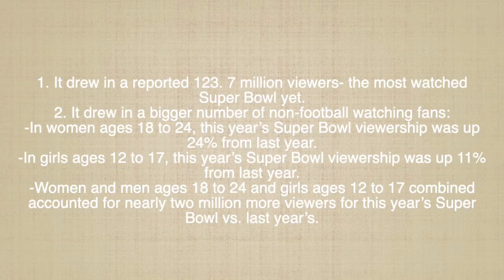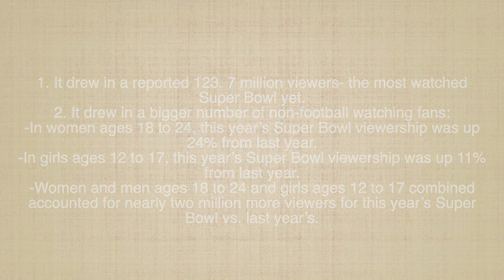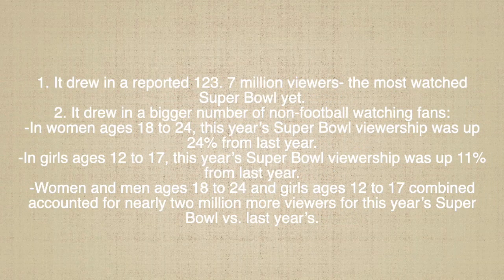So how did Taylor Swift affect this year's Super Bowl? Well, it drew in a reported 123.7 million viewers, the most watched Super Bowl yet. It drew in a bigger number of non-football watching fans. In women ages 18 to 24, this year's Super Bowl viewership was up 24% from last year. In girls ages 12 to 17, this year's viewership was up 11% from last year. And women and men ages 18 to 24 and girls ages 12 to 17 combined accounted for nearly 2 million more viewers for this year's Super Bowl versus last year's.